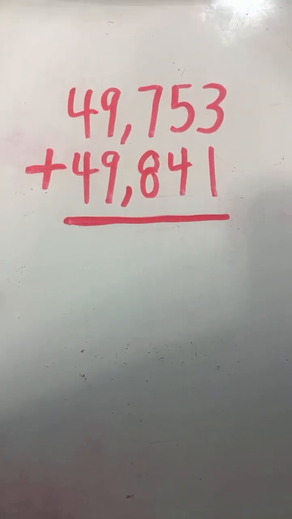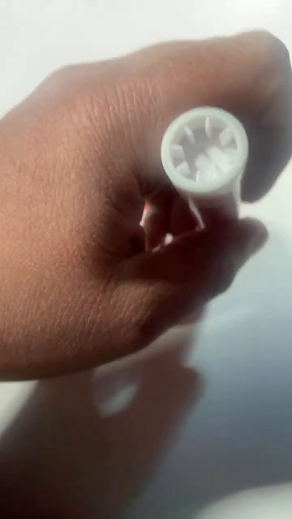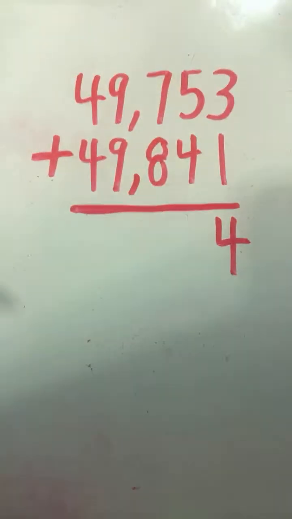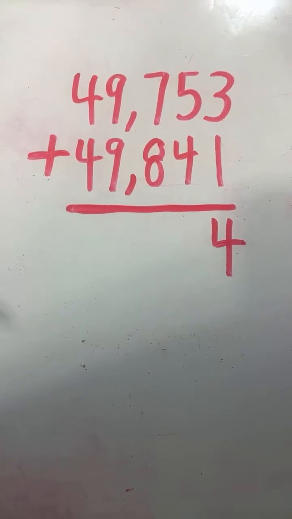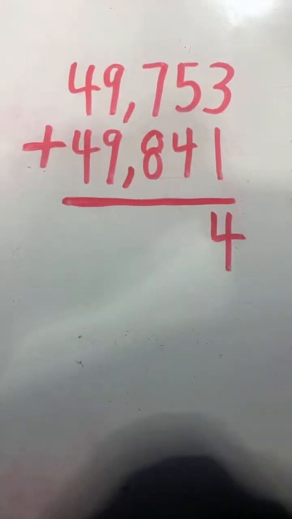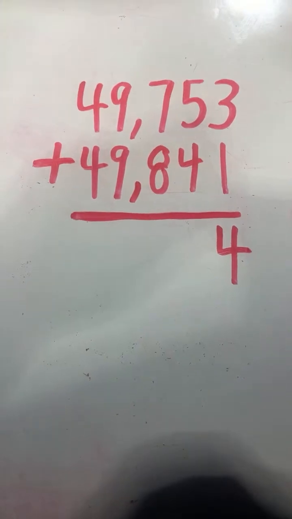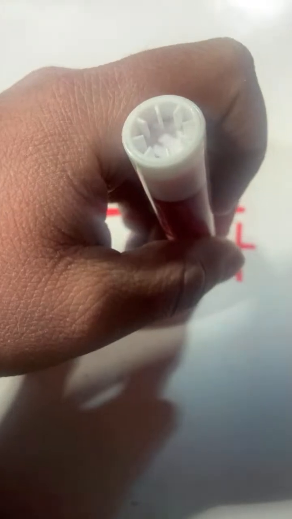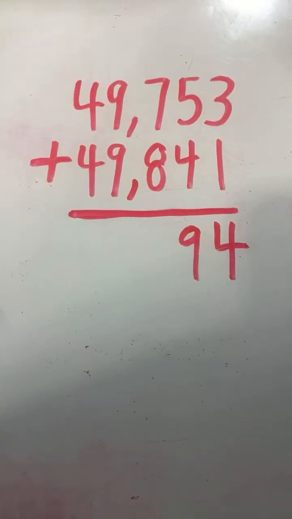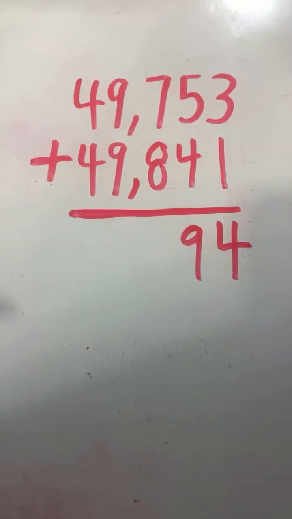Starting in the ones place, 3 plus 1 equals 4. No regrouping needed there. We only regroup when our sum is 10 or more. 5 plus 4 equals 9. Again, no regrouping in the tens place. In the hundreds place now, 7 plus 8 equals 15. We will need to regroup.